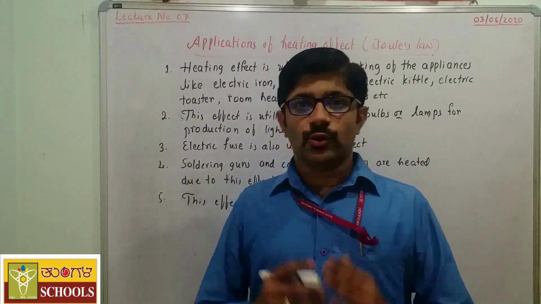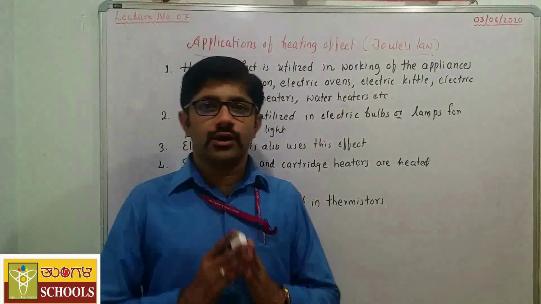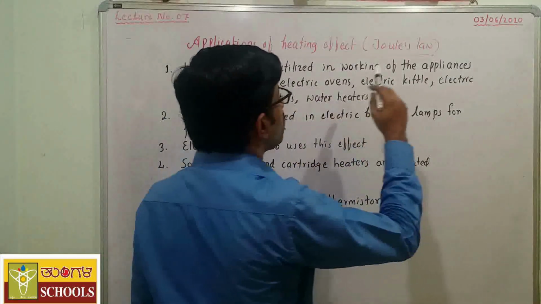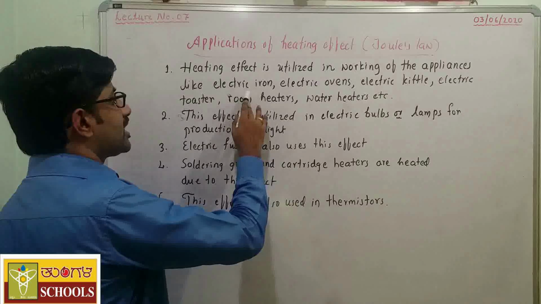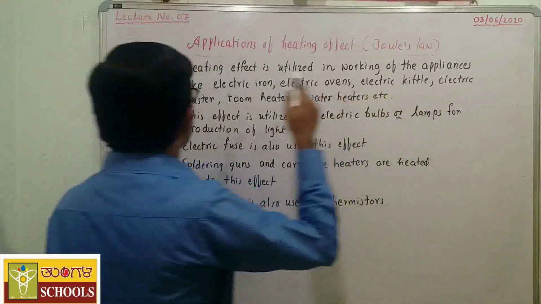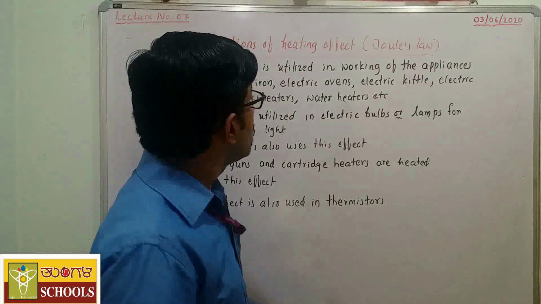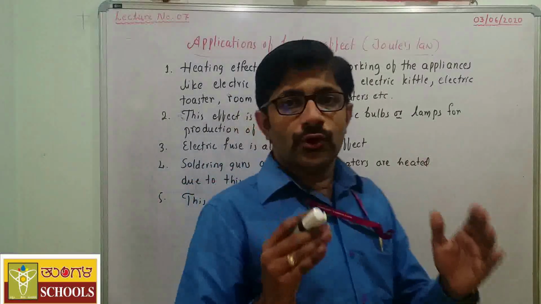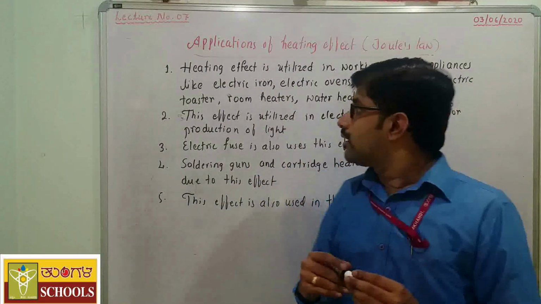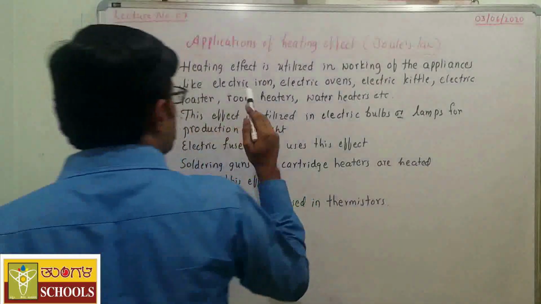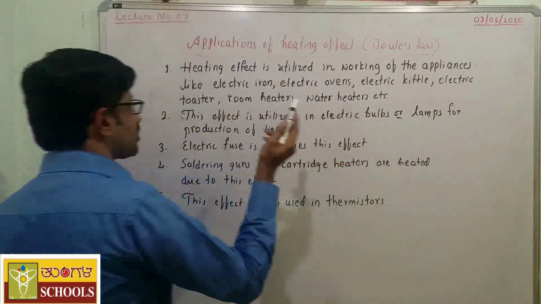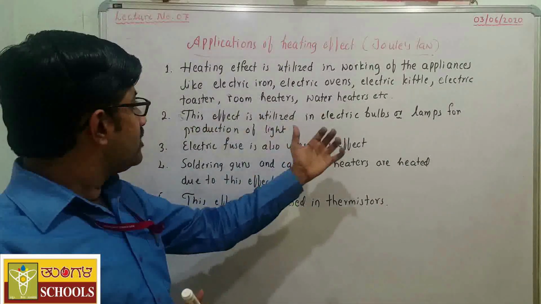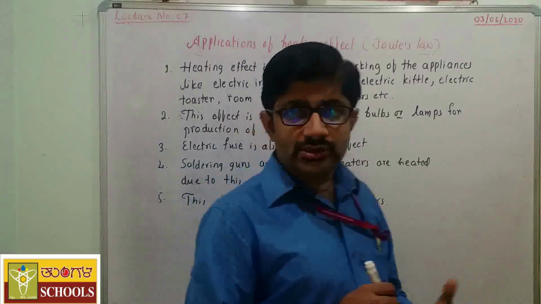Let's move on to the last point, that is applications of heating effect or Joule's law. Heating effect is utilized in the working of appliances like electric iron, electric ovens, kettle, toaster, room heaters, water heaters. These all work due to the heating effect. This effect is also utilized in electric bulbs or lamps for production of light.